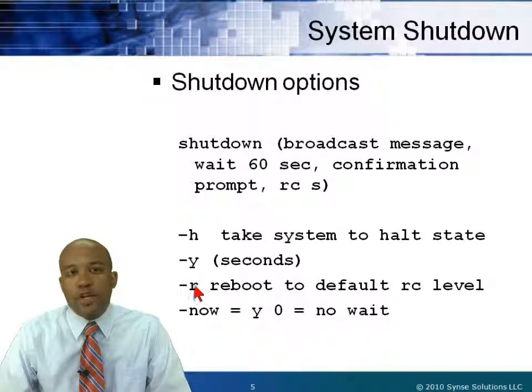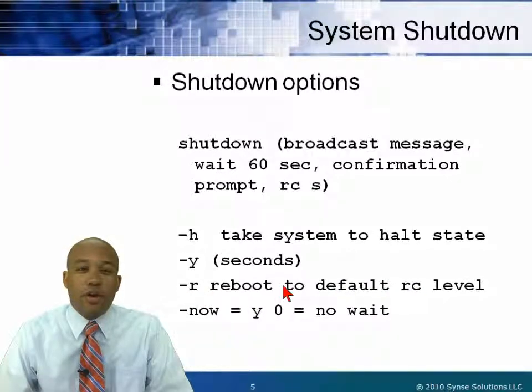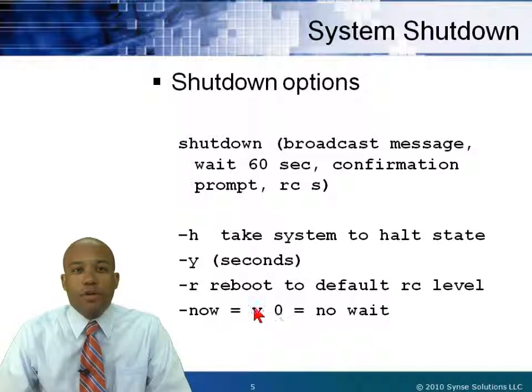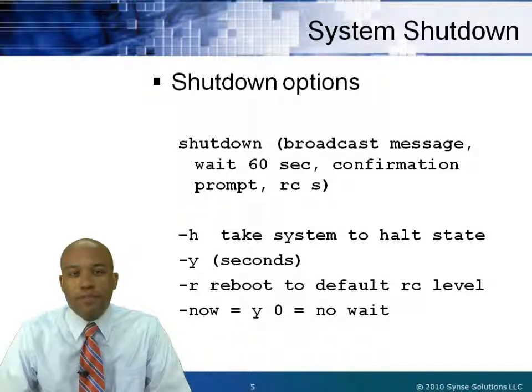-R, shut down and then reboot to a default run level. So the -R basically is a reboot rather than a real shutdown. The -now option, or flag, really is equivalent to -Y 0. If we were to tell the system to wait 0 seconds before shutting down, what would happen? Well, there would be no wait. And so we can see why there is that -now option. It's just like telling the system to shut down immediately.